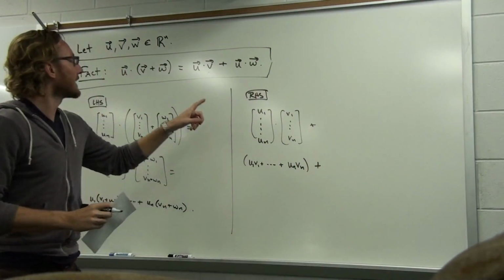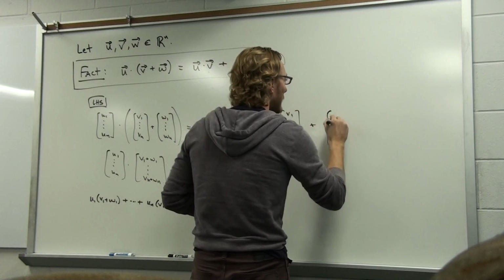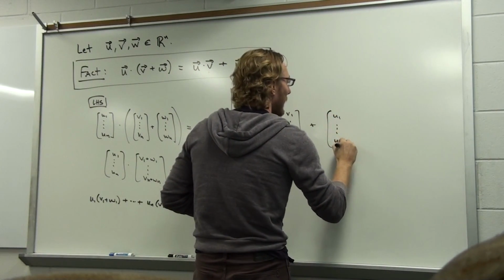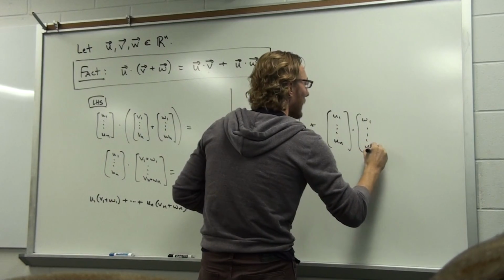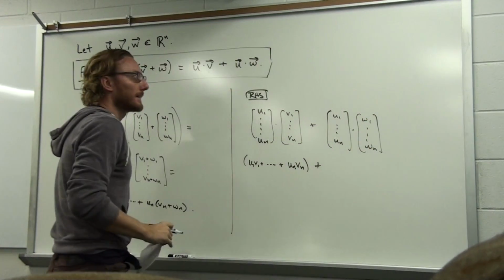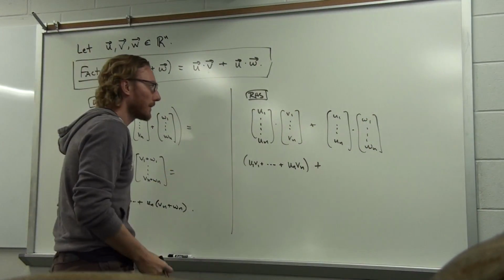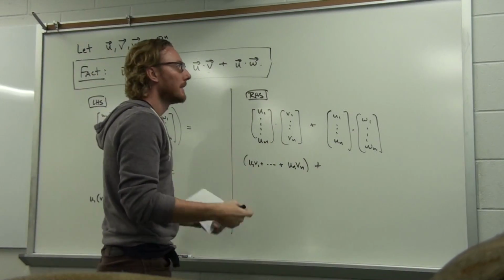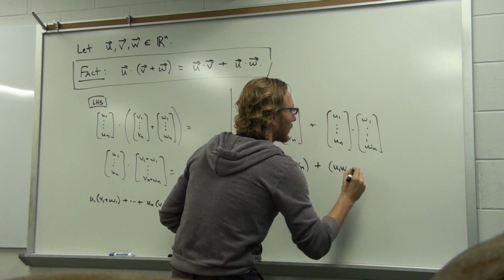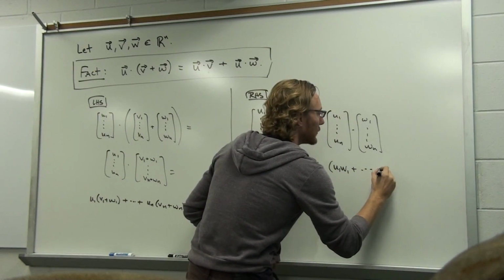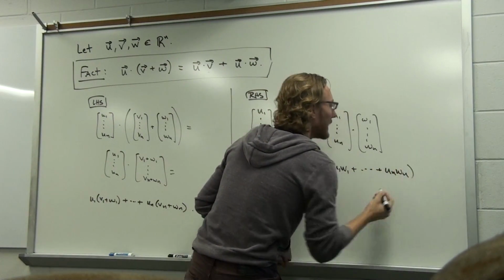And now what's going to be added to this? We're adding to this u dotted with w. And so what's that going to be? Well, as you dot product any two vectors, you just multiply the components and then add together. So this is going to be u1 w1 plus u2 w2 out to un wn.